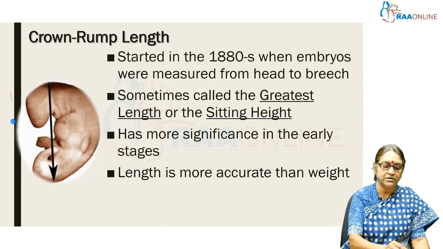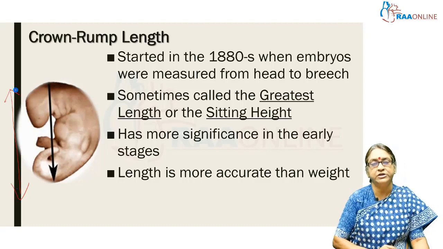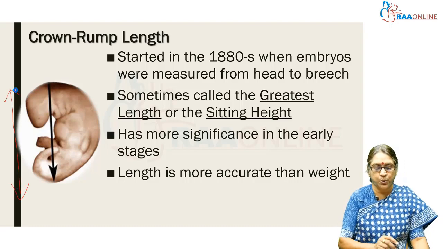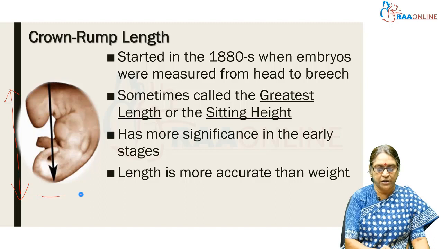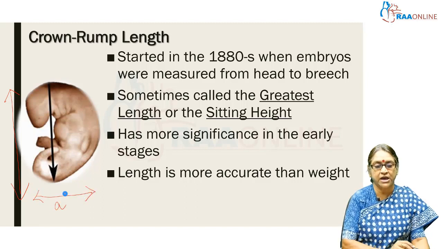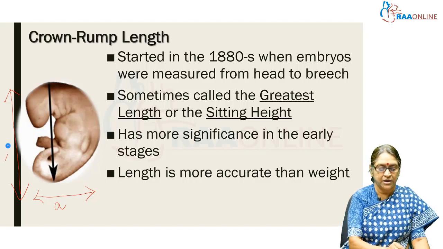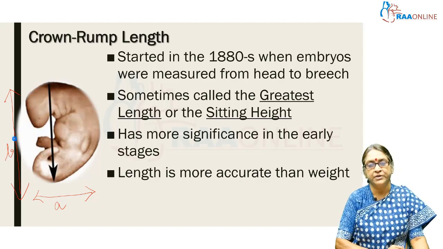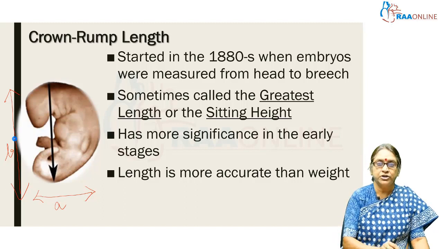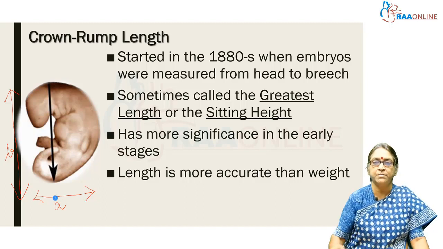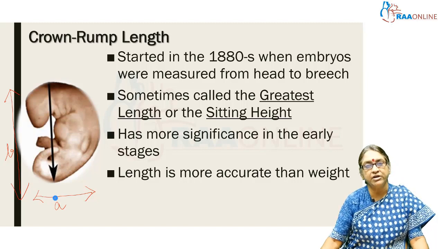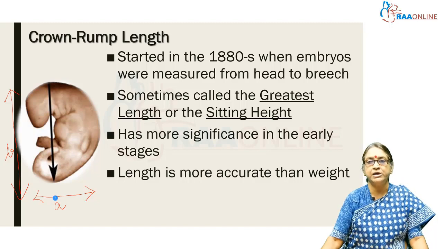CRL is sometimes called the greatest length, and we can make that out if you see the way the fetus is folded. Now when compared, let's call this dimension A, and this is dimension B. You would notice that of the two dimensions A and B, B is the greatest length. B is longer.